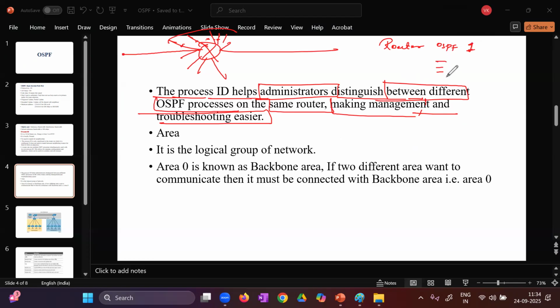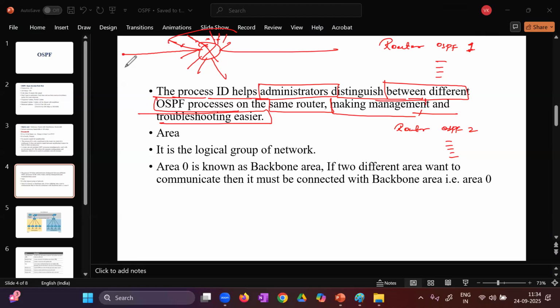These are all my five networks. On the same router, I have five more networks, and I am advertising these in a different process ID, one, two, three, four, five. So on the same router you had multiple networks, but you have distributed them into different process IDs, so that whenever you are troubleshooting, it is easy to identify in which process ID a particular network was advertised.